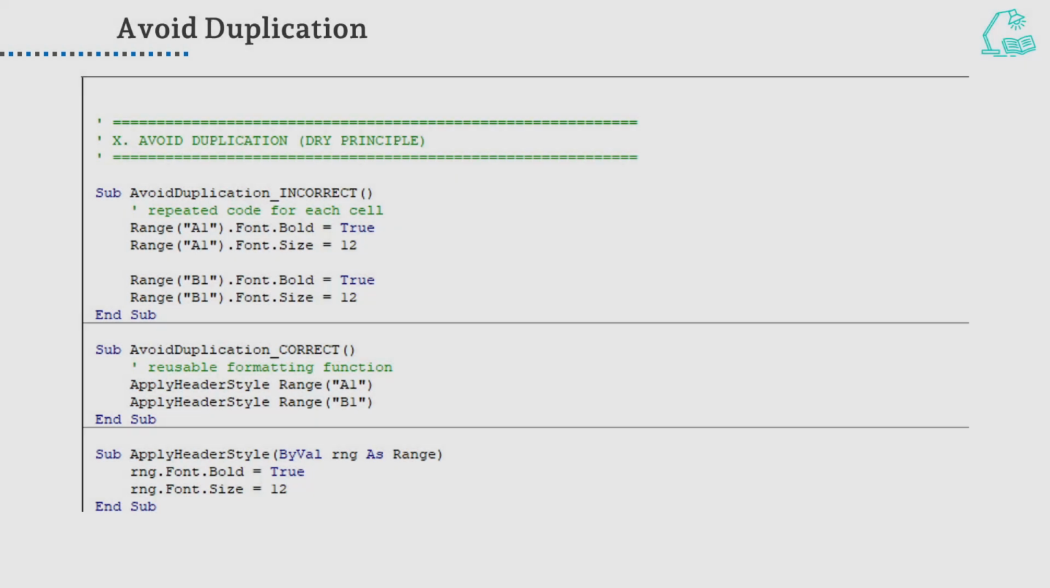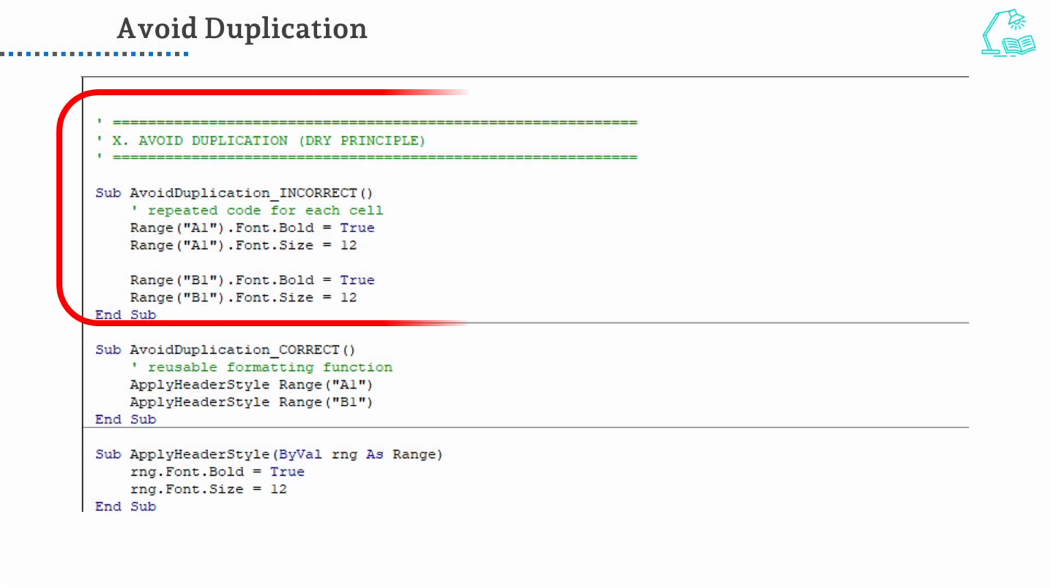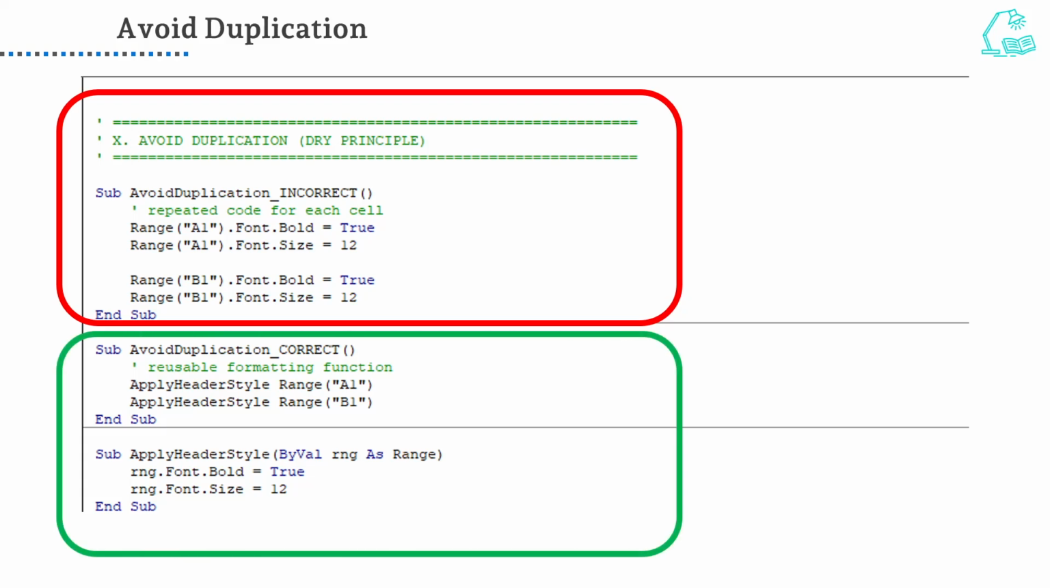Avoid duplication. In the incorrect example, formatting is manually applied to both A1 and B1 in 2 separate blocks of code. If formatting needs to change later, it must be updated in multiple places. The correct version calls apply header style for each cell, centralizing formatting logic into one routine. This reduces maintenance effort and ensures consistency.